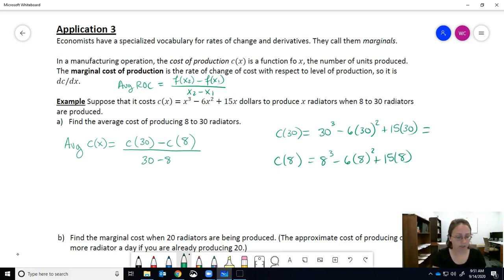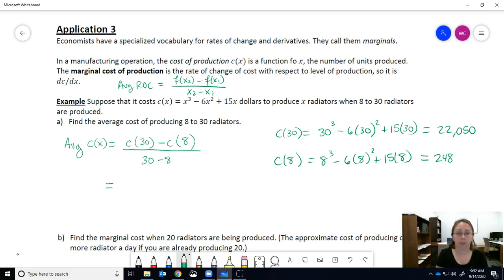So here I got 22,050. When I plug in 8, so 8 cubed minus 6 times 8 squared plus 15 times 8, I got 248. So the cost to produce 8 items is $248. The cost to produce 30 items is $22,050. It's a pretty big jump, but you are jumping by 22 units. So that is part of it.